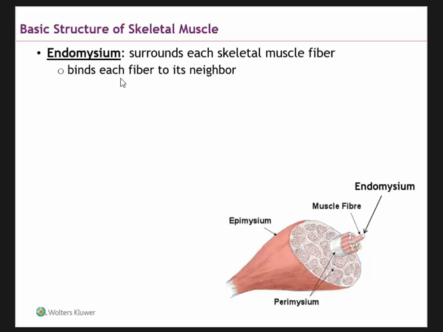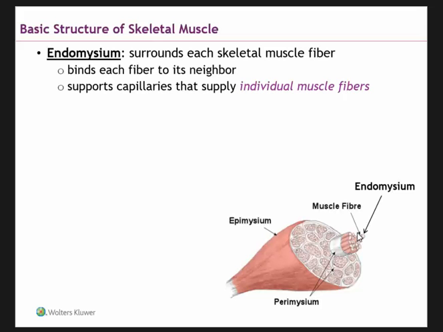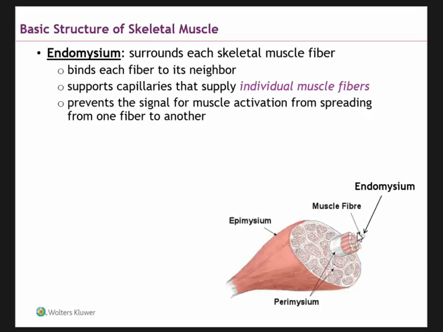We see here it binds each fiber to its neighbor. So right next to this layer is the layer of another fiber. It supports capillaries that supply individual muscle fibers. And then probably most importantly, it prevents the signal for muscle activation from spreading from one fiber to another. This helps to allow a muscle to specifically control force generation. So fiber activation doesn't result in activation of the neighboring fibers.